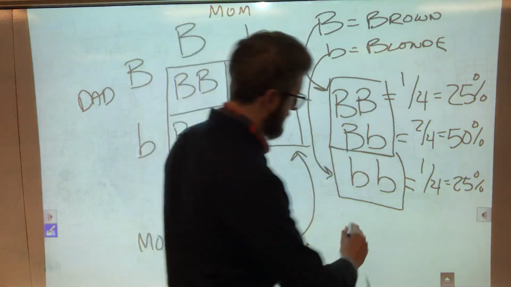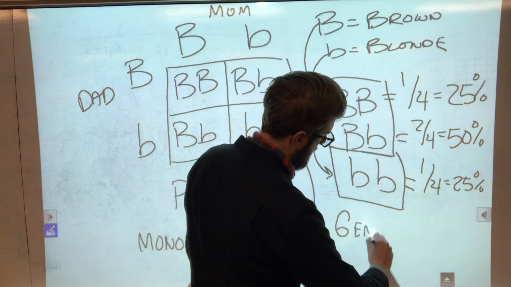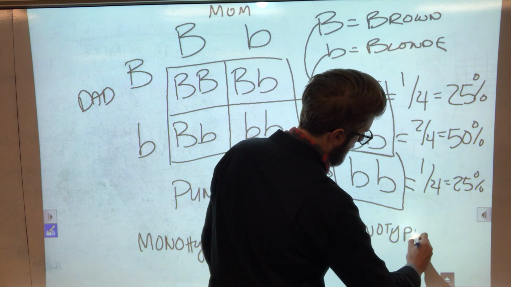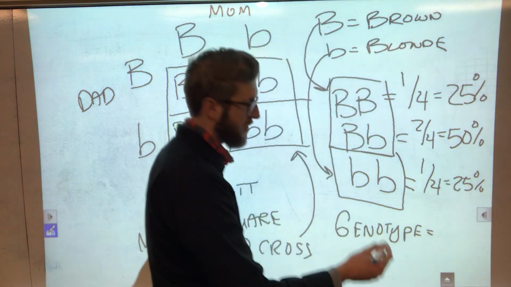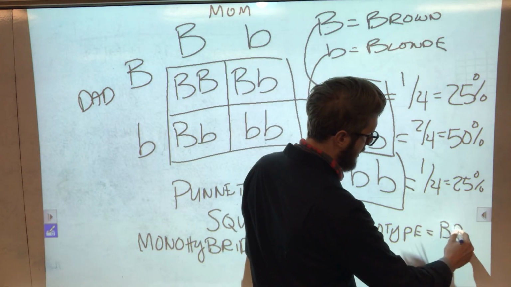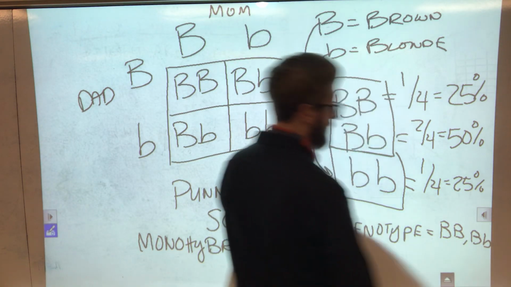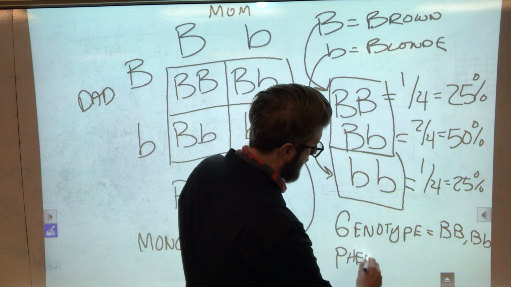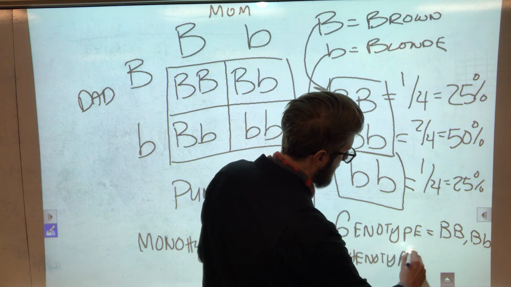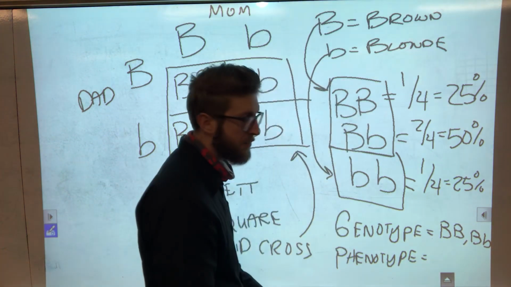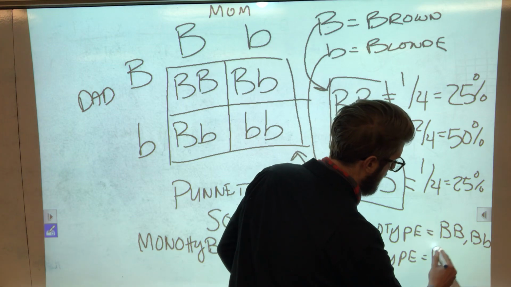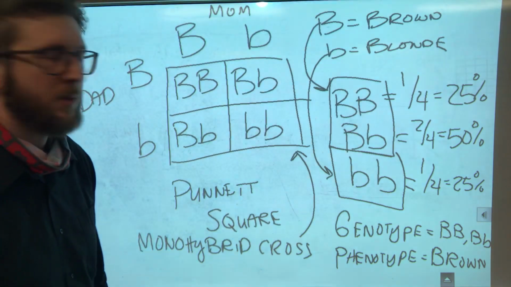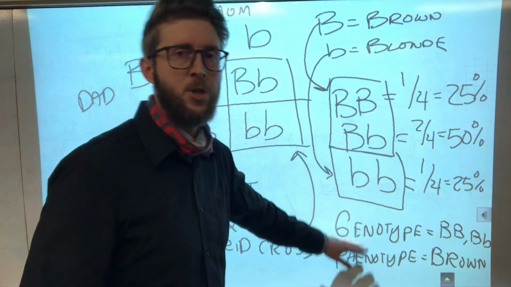This is called their genotype. The genotype is their letters, like big B, big B, or big B, little b. But the phenotype is what it looks like. So remember, genotype is letters, and phenotype is visual, like brown for hair, brown hair, okay? So you need to know the difference between genotype and phenotype.